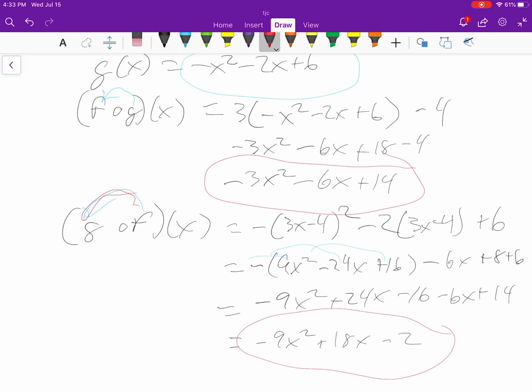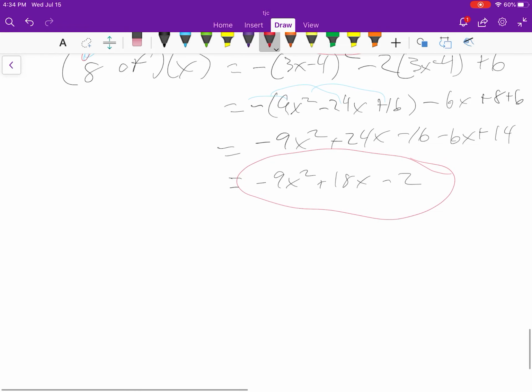Notice, these are not the same. So f of g is not the same thing as g of f. That's the whole point of doing that. They can be, but for the most part, they're not. If it is, it's because of some weird circumstances. So that's composition of functions. We're composing two polynomial functions.